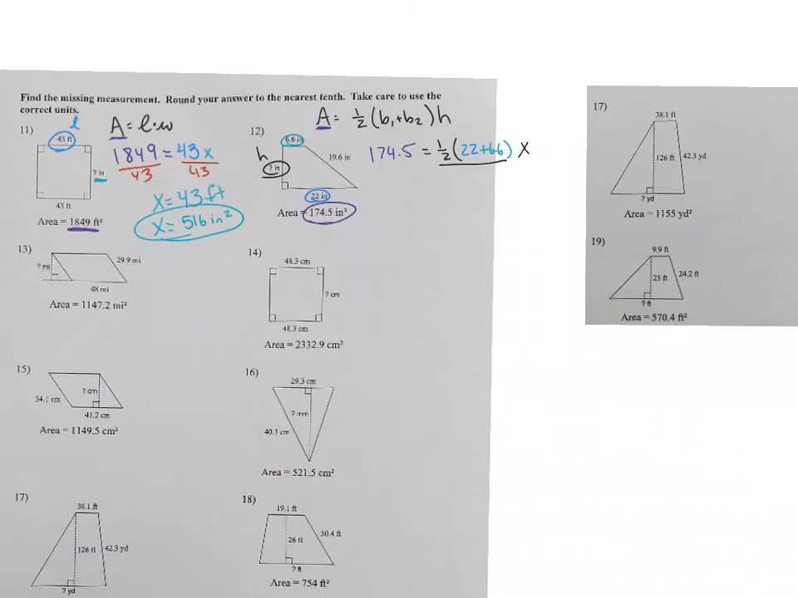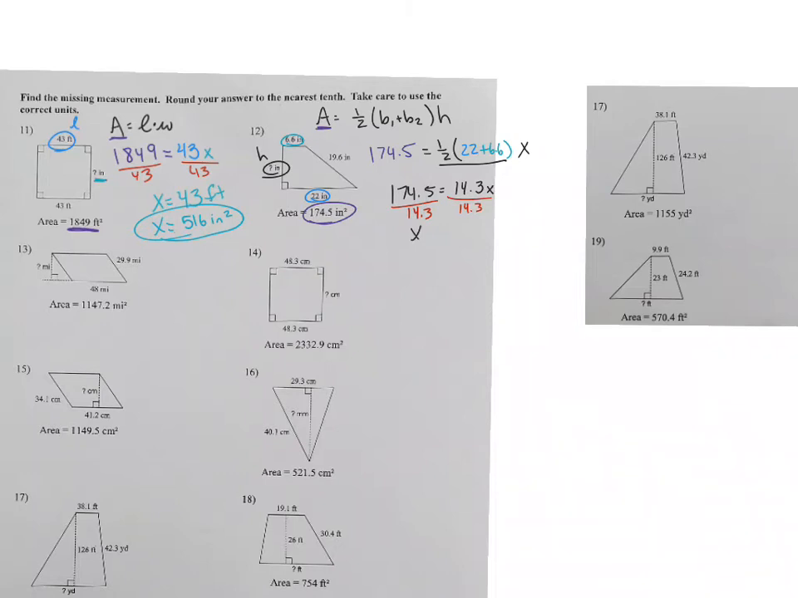I'm just going to do 1/2 times 22 plus 6.6. So I'm going to have my area, which is 174.5, equals 1/2 times 28.6, which is 14.3 x. Now look, I just divide both sides by 14.3. So then I get x equals 174.5 divided by 14.3. It's 12.2.